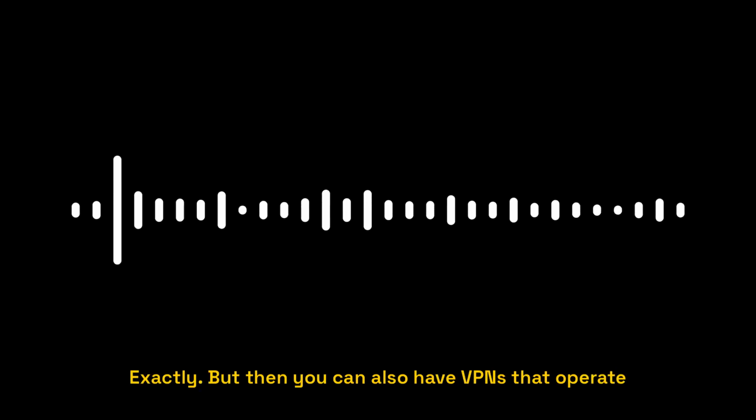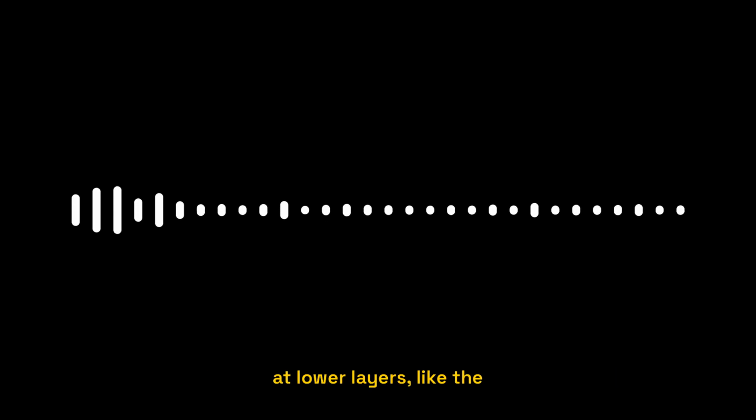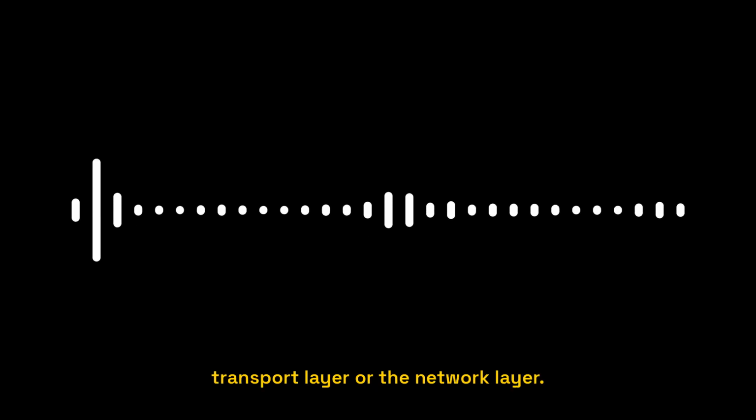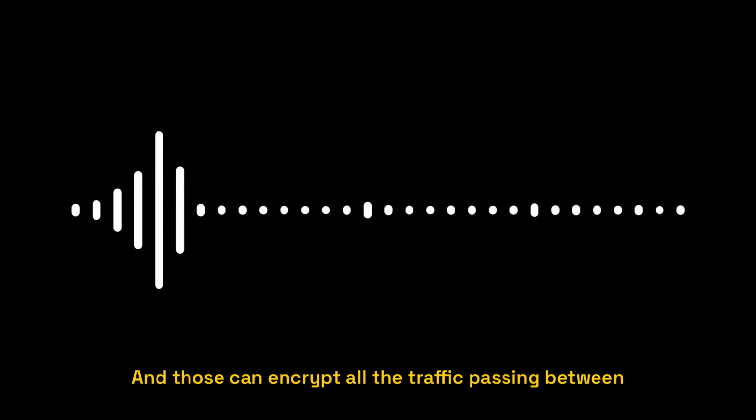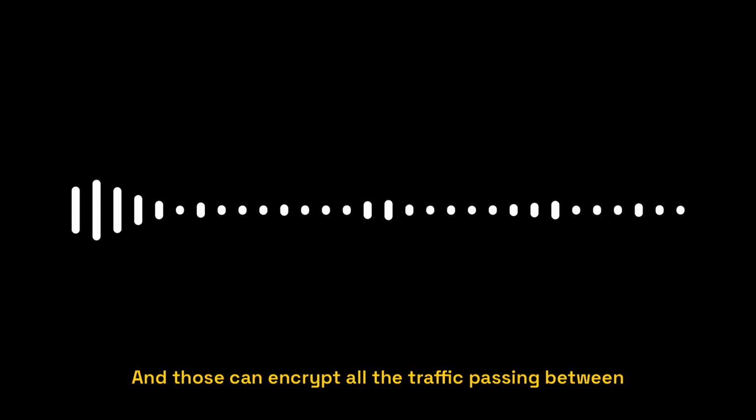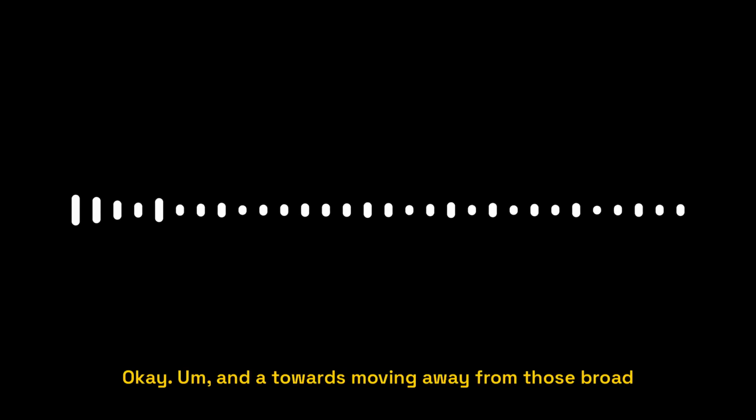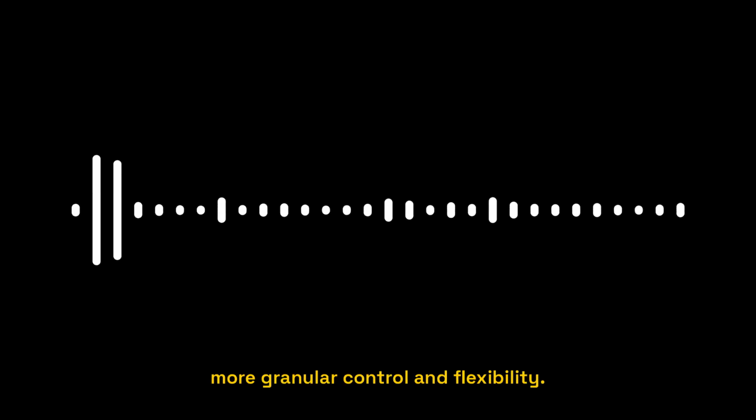Exactly, but then you can also have VPNs that operate at lower layers, like the transport layer or the network layer. And those can encrypt all the traffic passing between two networks, regardless of the application. So it's like providing a more blanket level of protection. Precisely. There's a trend towards moving away from those broad network-based VPNs and towards more application-specific ones. That's right. It's about having more granular control and flexibility.